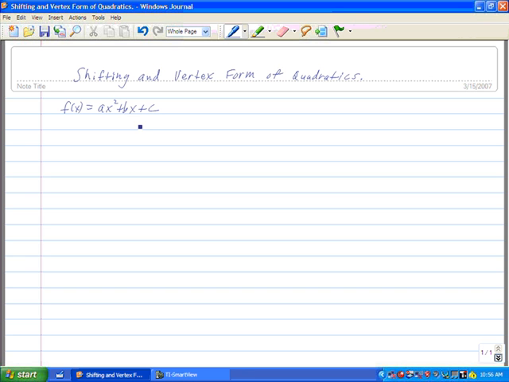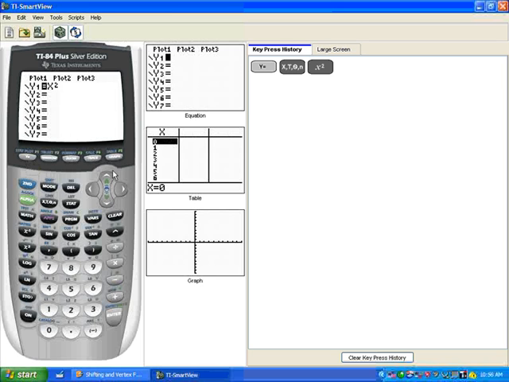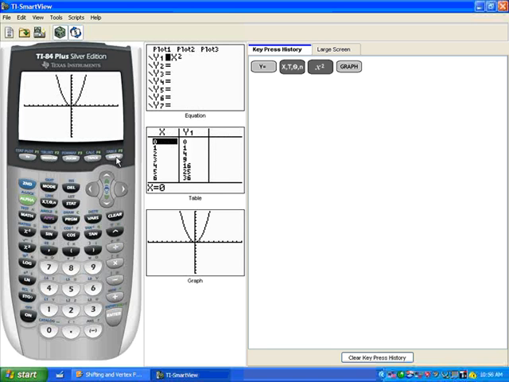And to make this example as easy as possible to follow, I want to start off with the easiest possible quadratic, and that is y equal x squared. So I'm going to go to the calculator, and on the y equal screen, I'm going to put in x squared, which should be the parabola graph that we are most familiar with.